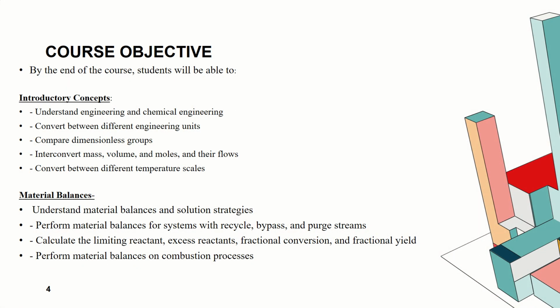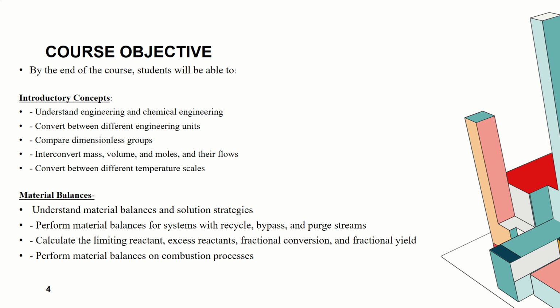Now, let's look at the course objectives. By the end of the course, students will be able to do the following under introductory concepts. One, understand engineering and chemical engineering. Two, convert between different engineering units. Three, compare dimensionless groups. Four, interconvert mass, volume, and moles and their flows. And the last one under introductory concepts is to convert between different temperature scales.